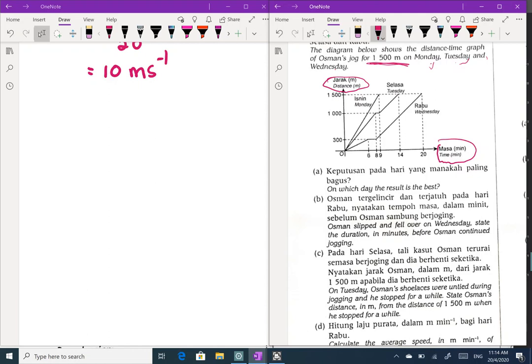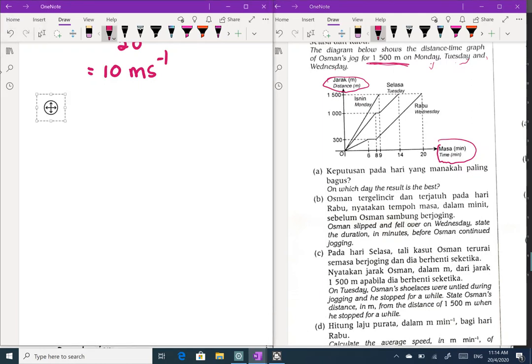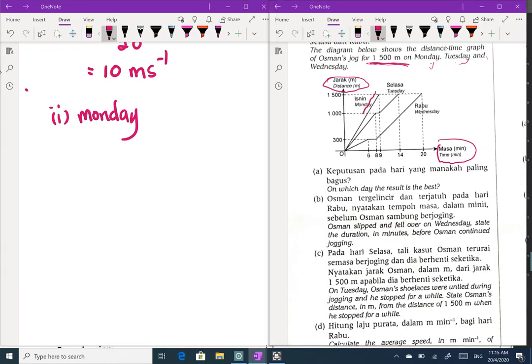Okay, on which day the result is best? 哪一天的成绩是最好的？Sure is Monday. Why? 为什么是星期一？我说它的 result 是最好。Because the graph is smooth. That means he runs with the uniform speed. He runs with the constant speed. Okay, 他用着 constant speed.